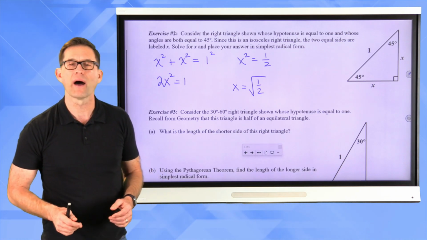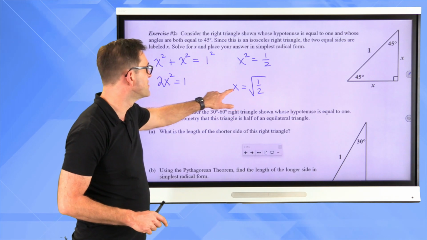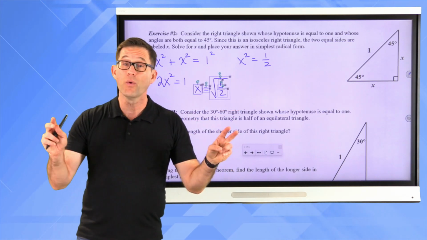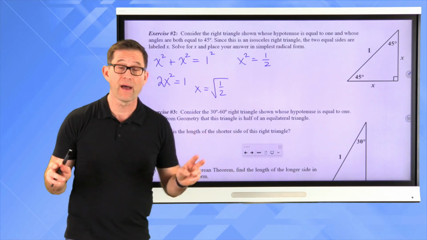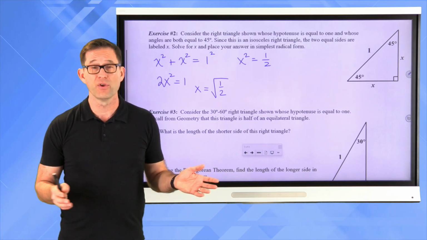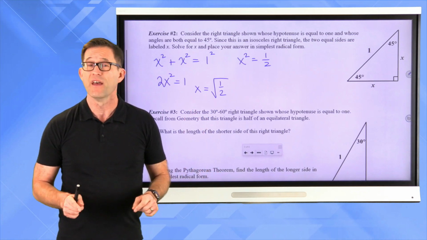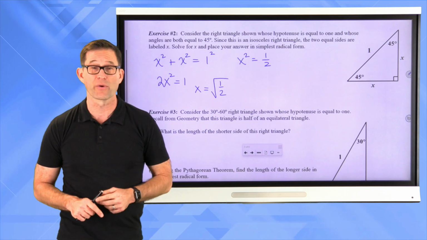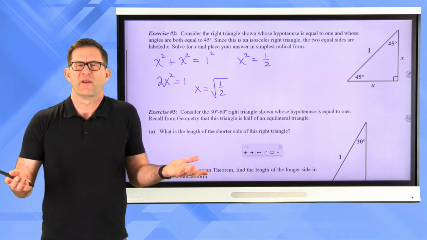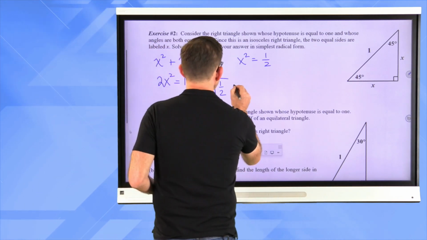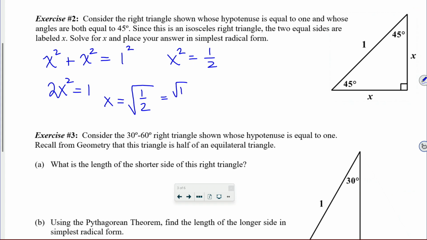Unfortunately, most of the time there's some extra manipulation that's done to write this in, quote, simplest form. Now, we're going to get this in a different form, and if you disagree that it's simpler than this, then I will totally agree with your disagreement, all right? Whatever that means. Anyway, we can take this a little bit farther, and we can say this is the square root of 1 divided by the square root of 2. The square root of 1 is just 1, so we get 1 divided by the square root of 2.